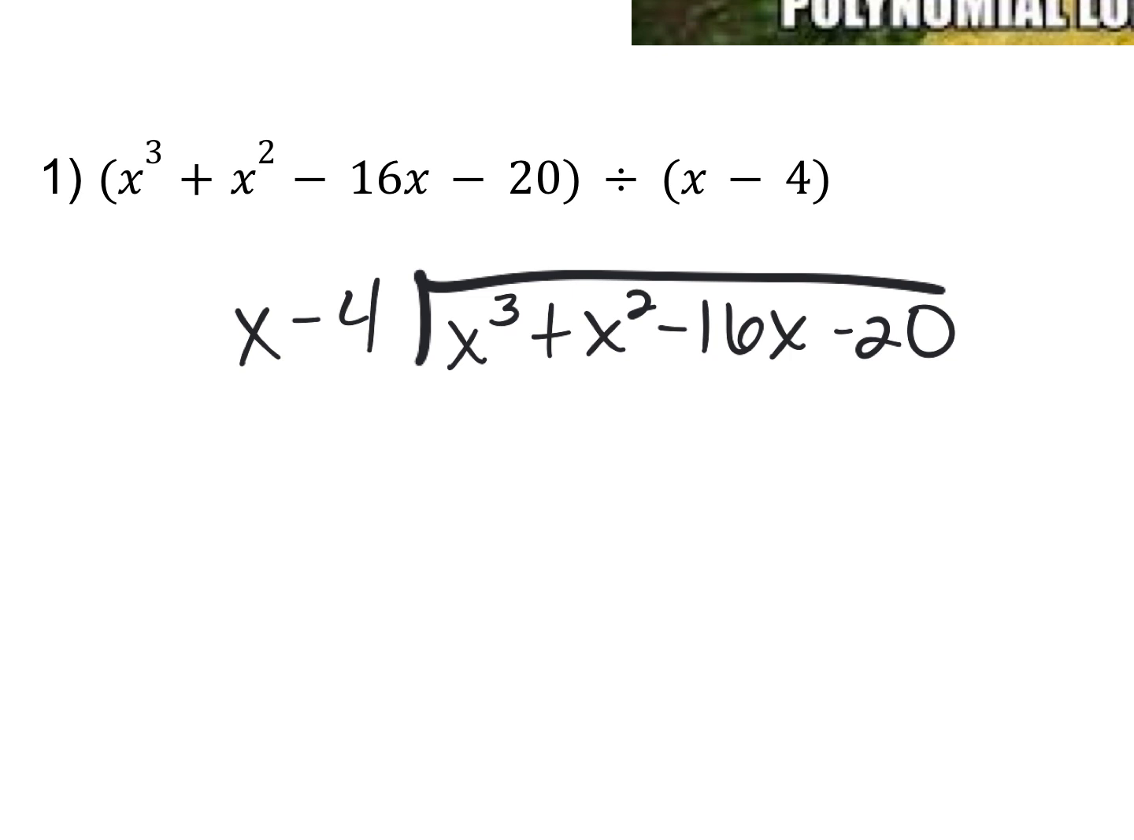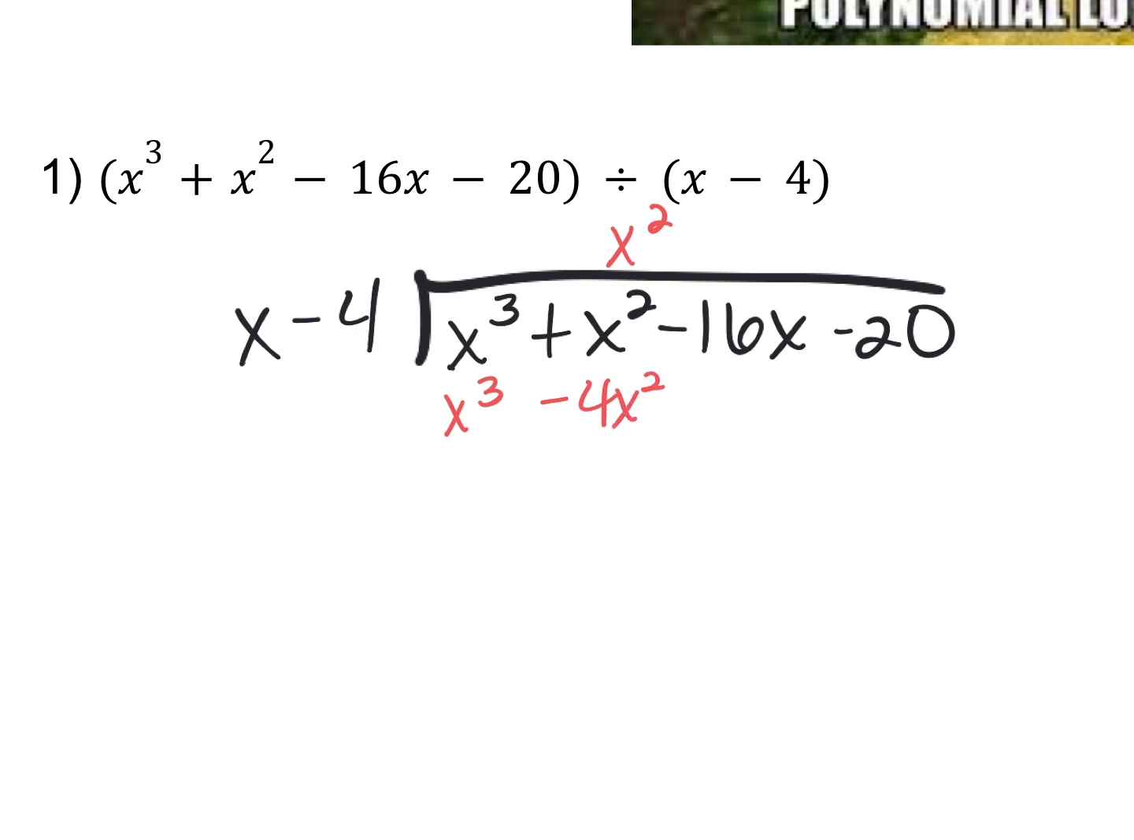All right, so here we go. We've got x times what gives you x cubed? So that would be x to the second power. So we're going to put that in the x squared column. Multiply it back. X squared times x is x cubed. X squared times negative 4 is negative 4x squared.